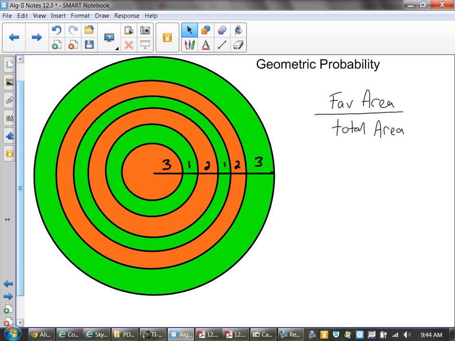For example, if I wanted to find the probability that I hit the bullseye, what would you do to find the geometric probability of hitting the bullseye? You take the area of the bullseye and then the entire area. That's way better than paper airplane. What's going to be the geometric probability that we're going to get a bullseye? The area of the bullseye over the total area. What's the area of the bullseye? 3 squared pi.